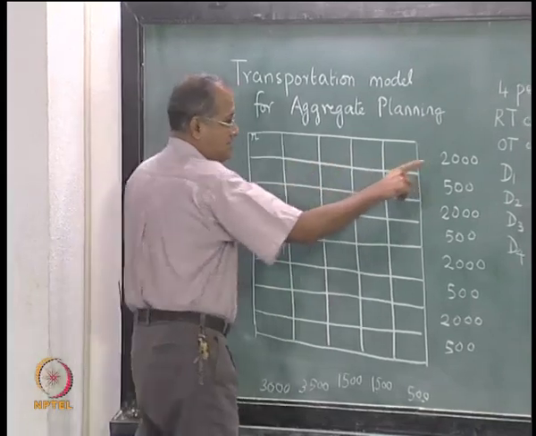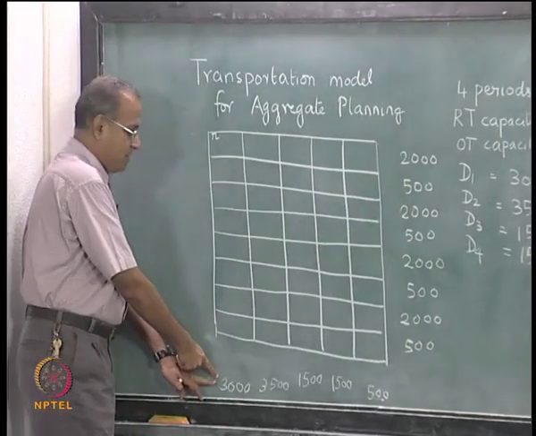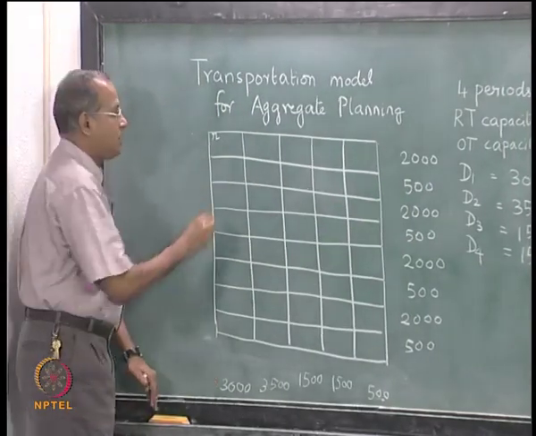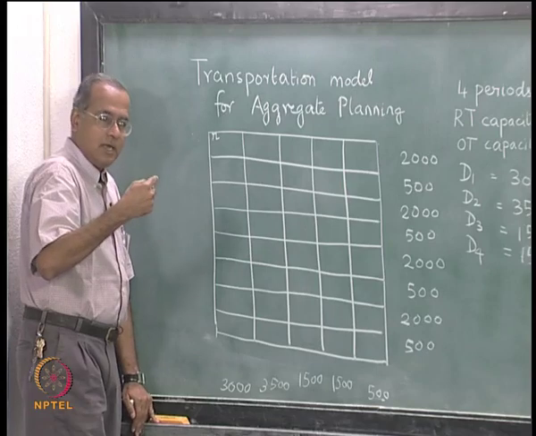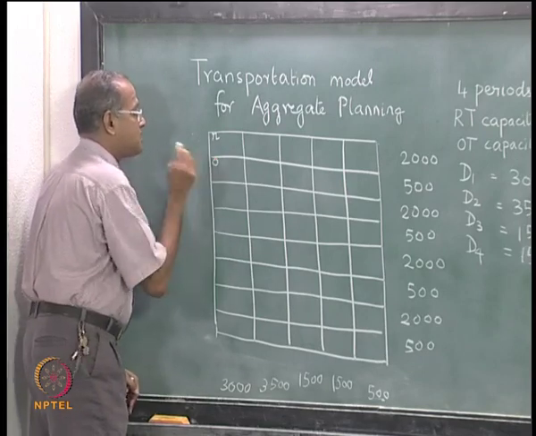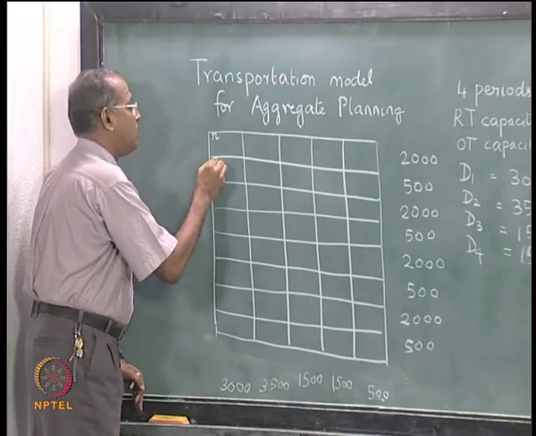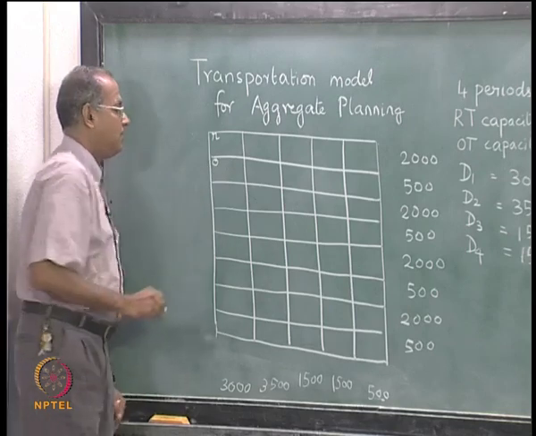If the first month's overtime capacity is used to meet the first month's demand, we are going to assume that it involves an overtime production cost of O. Now I call this O, and to distinguish it from 0, let us say we call this O.